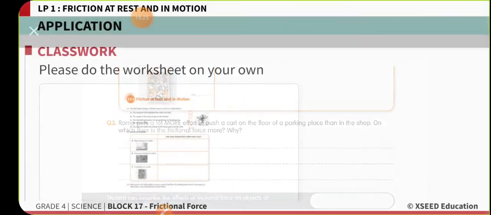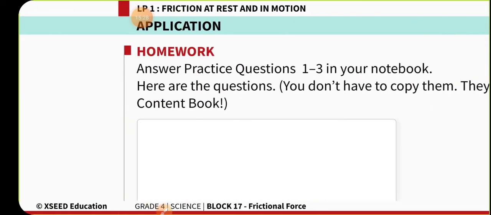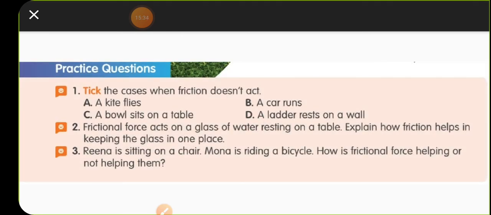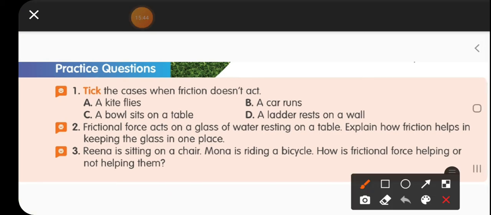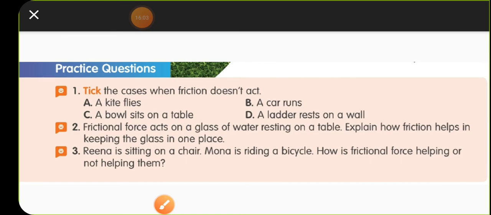Okay children, so now let us continue and complete the practice questions also. In practice questions, the first question, take the cases when friction does not act. Cases like a kite flies, a car runs, a ball sits on a table, a ladder rests on a wall. In the case of a kite flies, friction does not act that much.